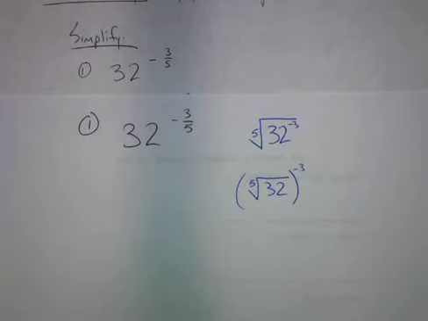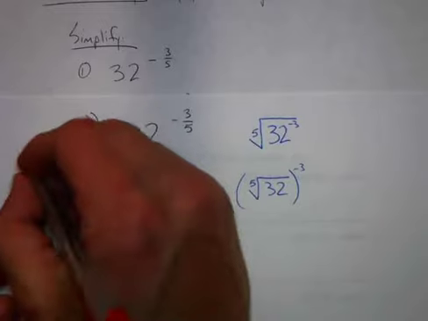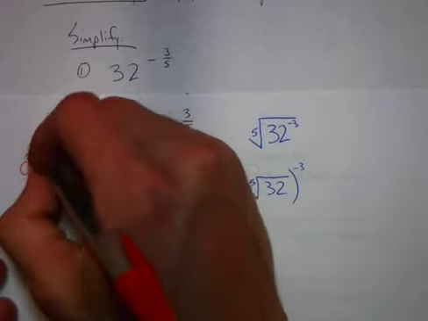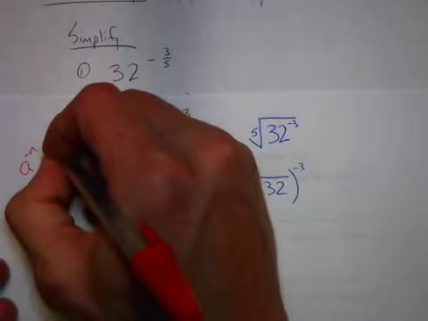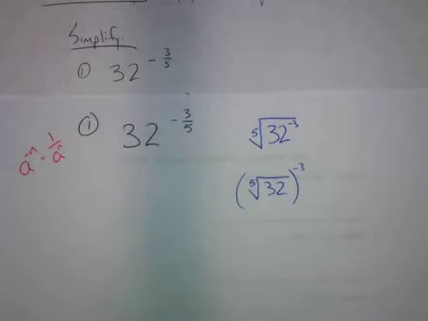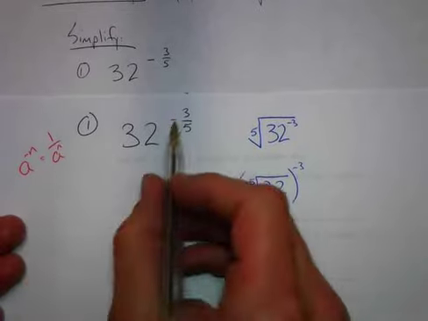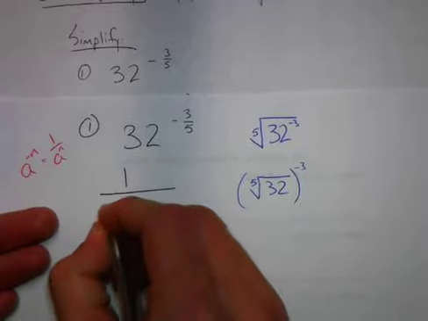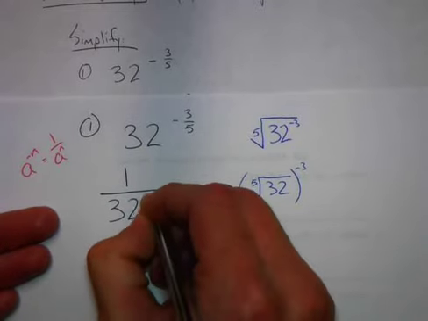I'm going to use one of the laws of exponents. Do you remember the law where if we had a negative exponent, all we do is switch from numerator to denominator and vice versa? So I'm going to exercise that first. I'm going to use my law of negative exponents right away. I'm going to go ahead and call this 1 over 32 to the 3/5 power.